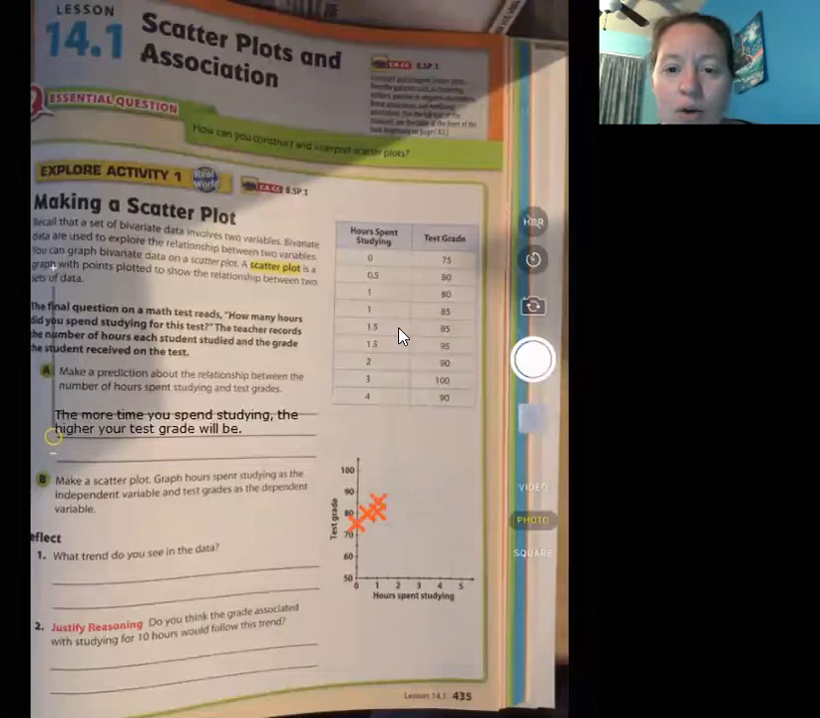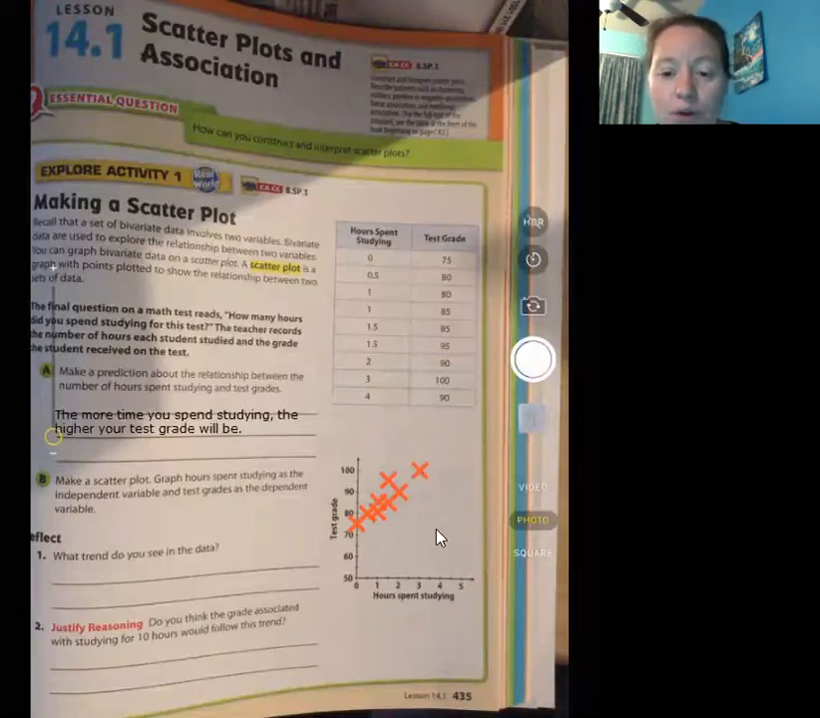Fifth person, 1.5 hours, 85. Sixth person, 1.5 hours, 95. Still at the 1.5 hours, but now it's a 95. Third person, 2 hours, 90. 2 hours down there, 90 up there is the score. Fourth person, 3 hours, 100, all the way up to the 100.